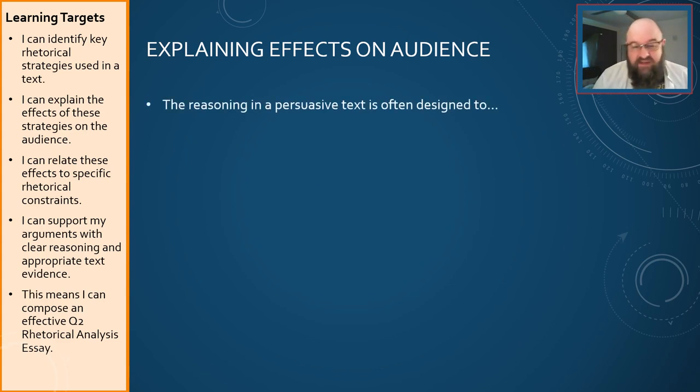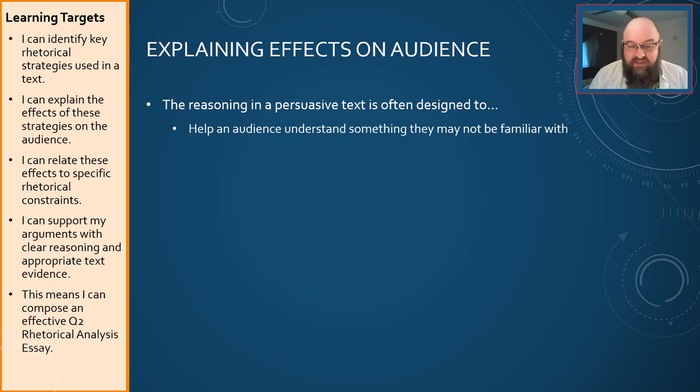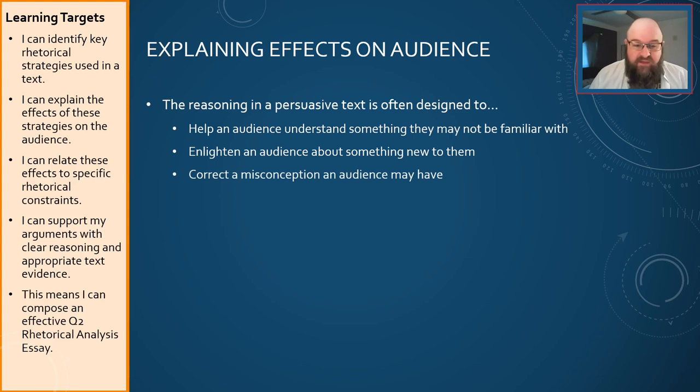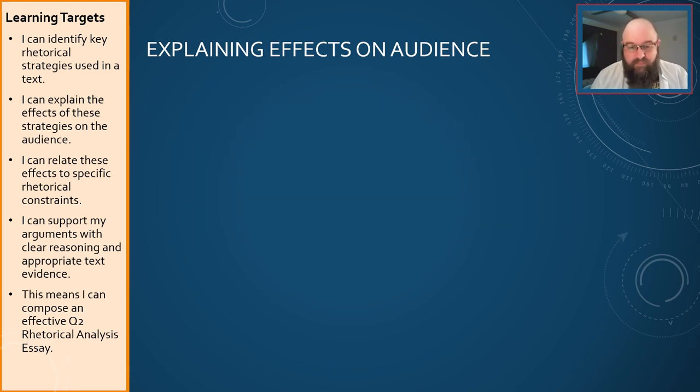The reasoning in a persuasive text is often designed to do a few things. One, it can help an audience understand something that they may not be familiar with. It can also be designed to enlighten an audience about something completely new to them or teach them. It can be used to correct a misconception that the audience may have, or flat out rebut an opposing argument that the audience might believe is valid. These are all different things that you need to be looking for when you explain the intended effect of using reasoning or building logos.